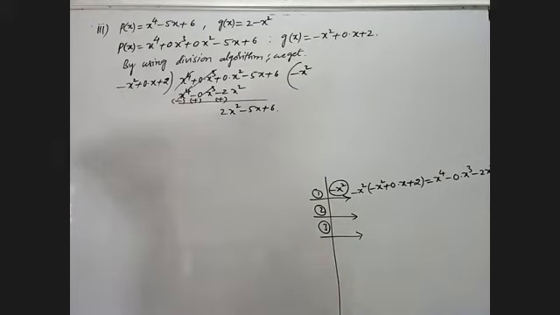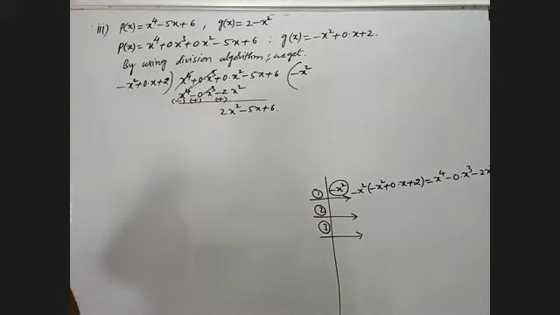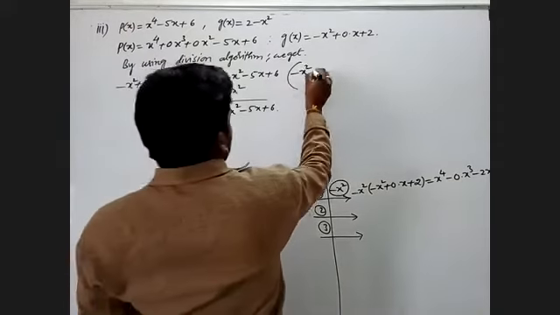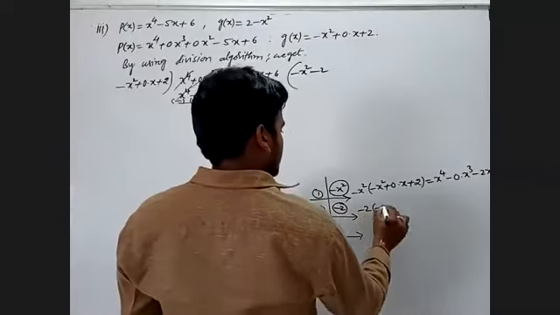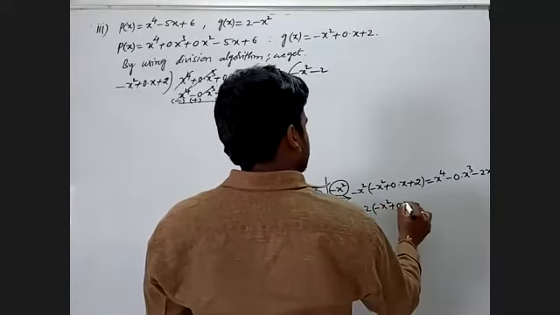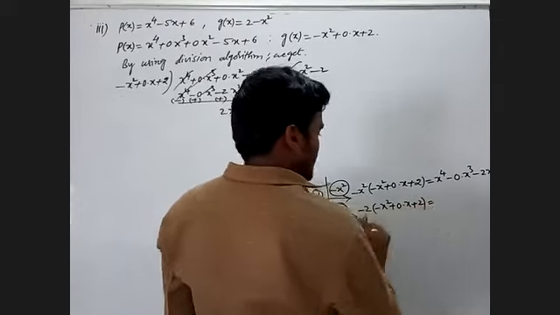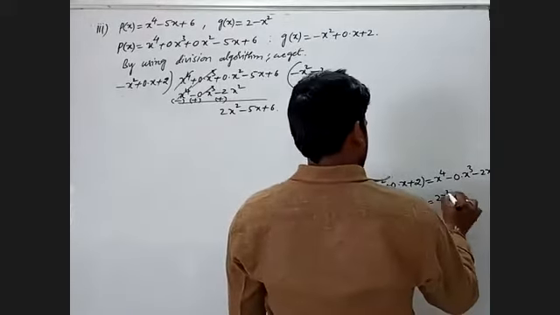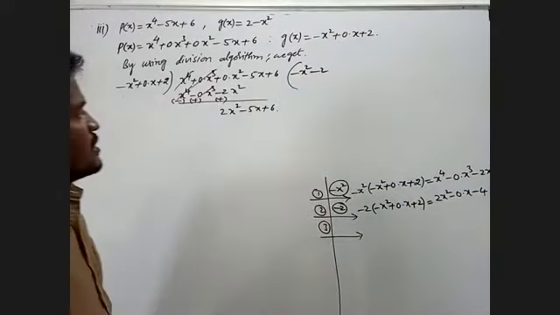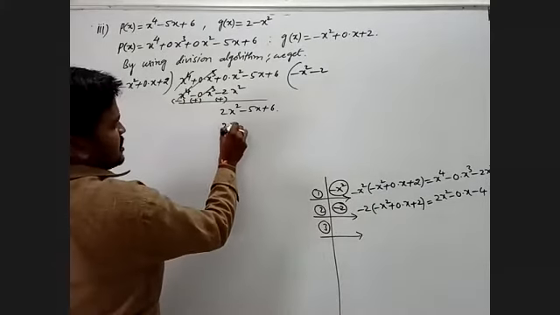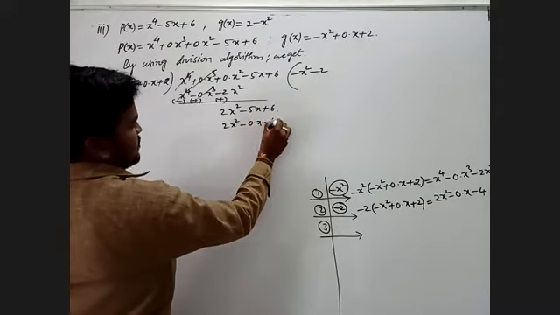Observe. The highest coefficient is minus x square there. Here we take the value 2x square, that means we multiply by minus 2. Minus 2 into the remaining, we write minus x square plus 0 into x plus 2, and the value is 2x square minus 0 into x minus 4. Then I write 2x square minus 0 into x minus 4.